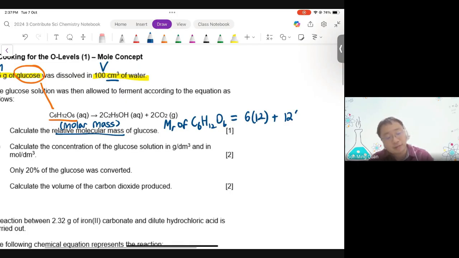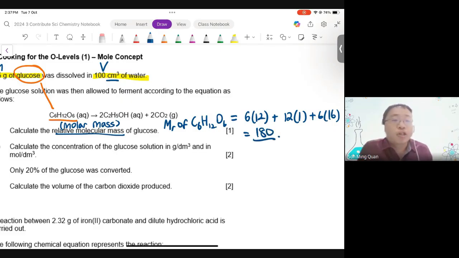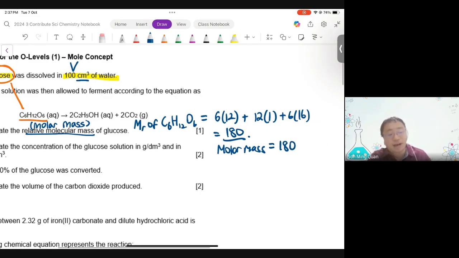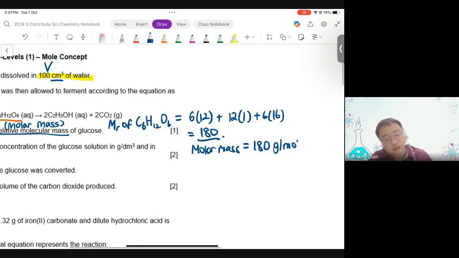Now, what do I mean by substitutions? I mean this. Please show the working, like 6 times 12 plus 6 carbon, 12 times 1, 12 hydrogen, and so on. And this will give you 180. So the MR is 180. The molar mass is 180 gram per mole. Okay, so you need to know they are the same number. The only difference is whether it has unit or no unit. So MR has no unit, molar mass has units of gram per mole.